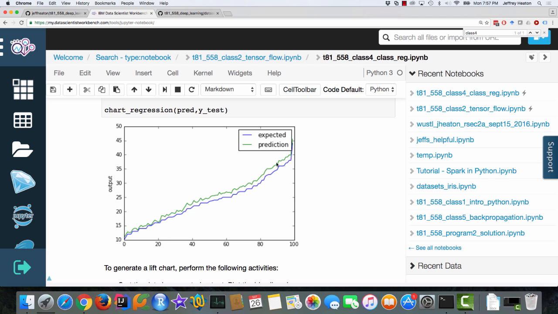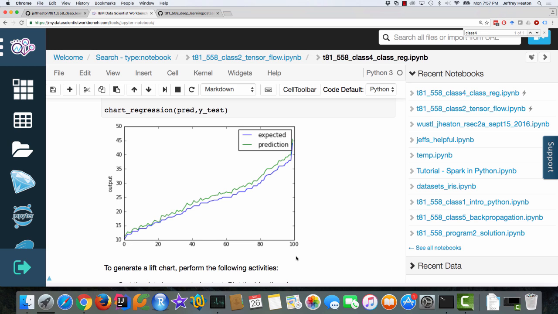The cars that are getting the higher ones, it's less accurate on because the lines are different. So that's really all that the 0 to 100 line is showing you.